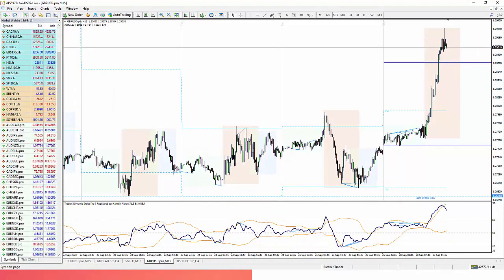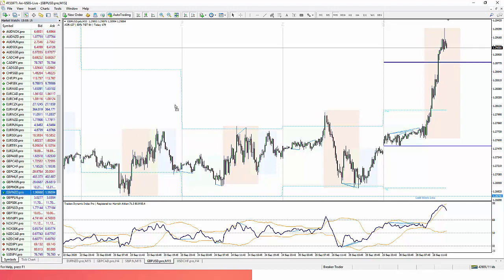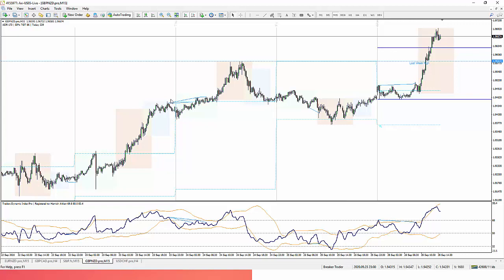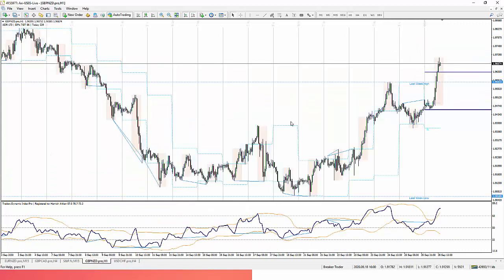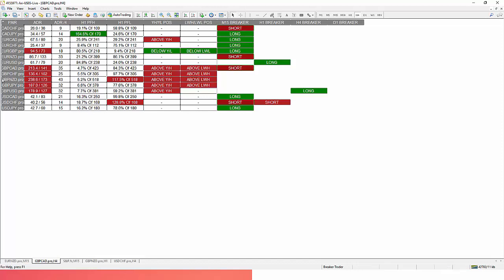Got loads of instruments on here, so to find it, one sec. Okay. So if we look at the pound New Zealand on H1, we can see that the 3 times ADR is 518 for this particular pair. So we're expecting price to move roughly 3 times ADR.